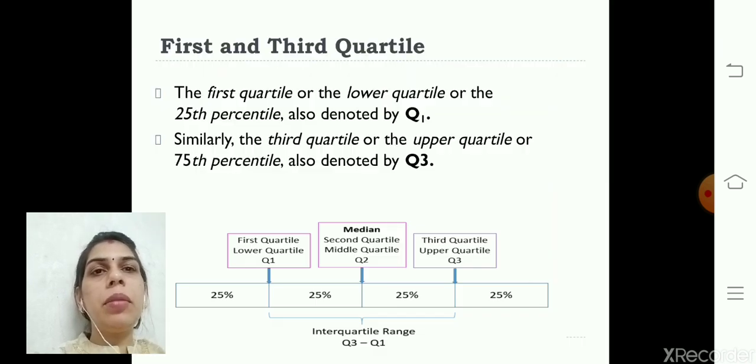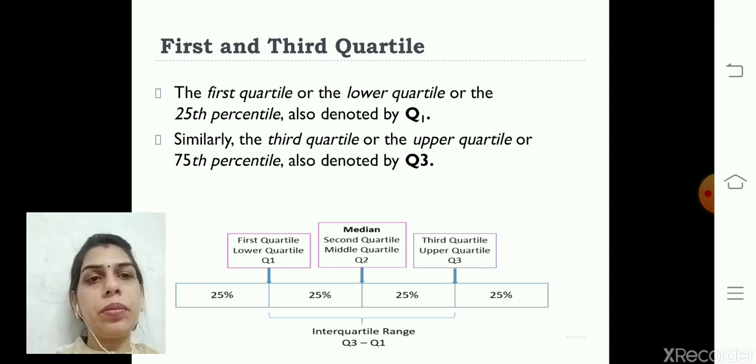As you can see in the pictures, the first and the third quartile. The first quartile is also called the lower quartile. The lower quartile is the 25th percentile and it is denoted by Q1. Similarly, the third quartile, also called the upper quartile, is the 75th percentile and is denoted by Q3. You can see in the pictures, the interquartile range is Q3 minus Q1. If you calculate Q3 minus Q1, that is called the interquartile range. The second quartile is also known as median.